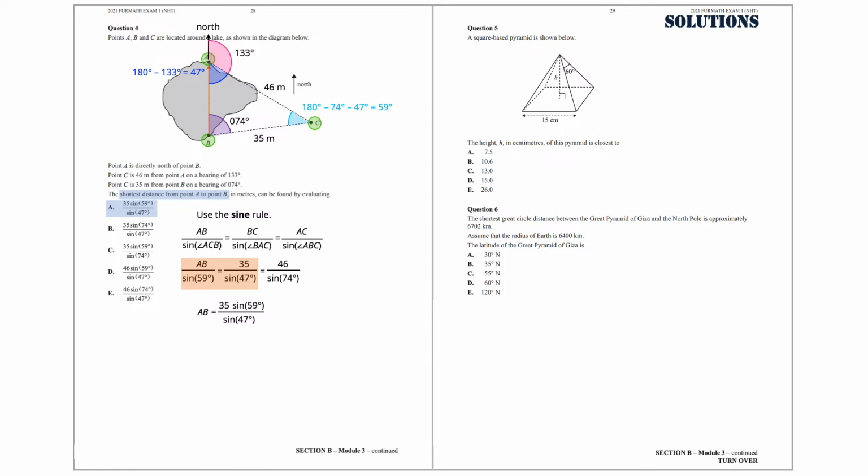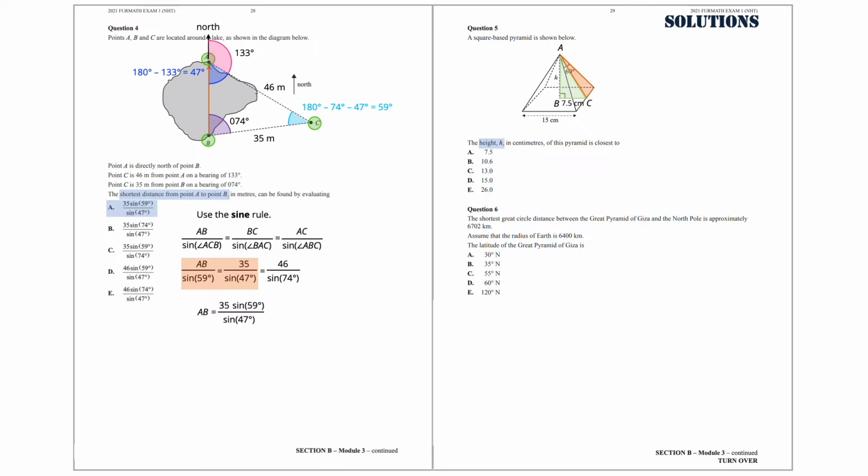Question 5. A square-based pyramid is shown below. The question is asking to calculate the height h in centimeters of this pyramid. We can put h in a right-angled triangle as shown, ABC, and the base is half of the side of the square, which is 7.5 centimeters. We need to calculate the hypotenuse of the green triangle. Therefore, we are going to construct another right-angled triangle, that is ACD.